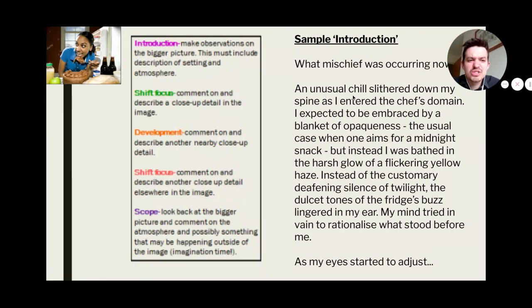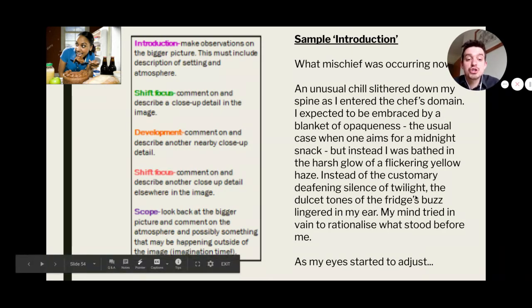An unusual chill slithered down my spine. I've shown you that I'm nervous, but I haven't told you I was nervous. I expected to be embraced by a blanket of opaqueness, saying you expected it to be dark in this kitchen, but I was bathed in the harsh glow of a flickering yellow haze. So again, using our personification effectively for our ideas. Instead of the deafening silence of twilight, the dulcet tones, the sweet tones of the fridge's buzz lingered in my ear. We have shown the sound rather than told it to me.